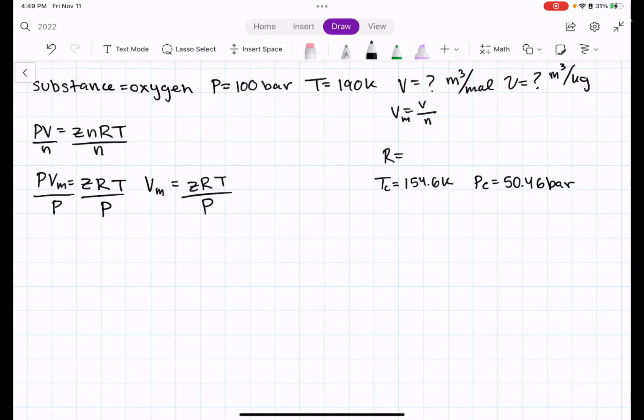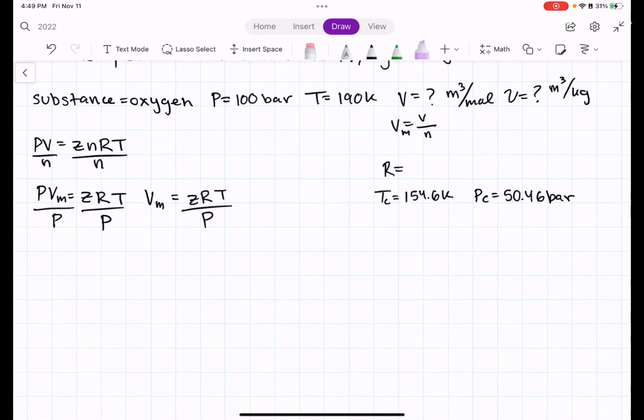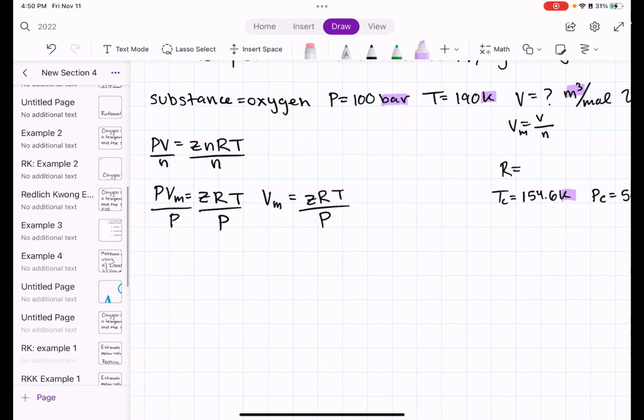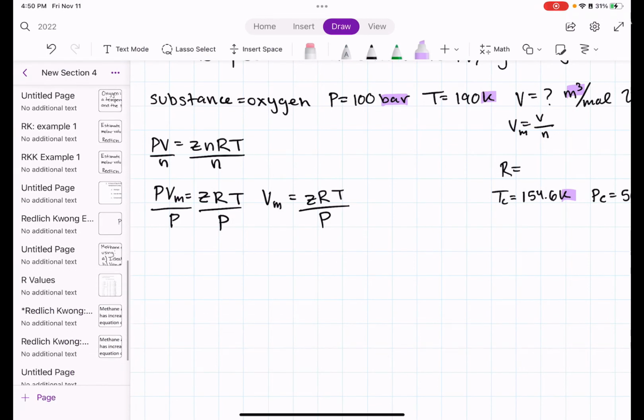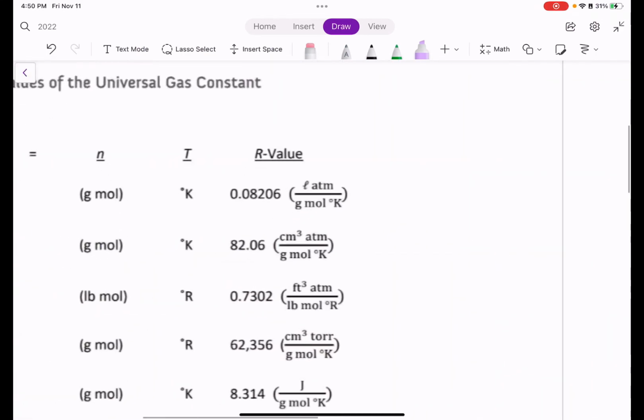So I'm going to go ahead and now look up my gas constant. I'm going to look at the units that I have. I have my temperatures in Kelvin, my pressure is in bar, and it matches these. That's good. However, I have my volume in meters cubed. So hopefully we have an R value that matches those units so that it will make our lives easier and we don't have to do so many unit conversions.